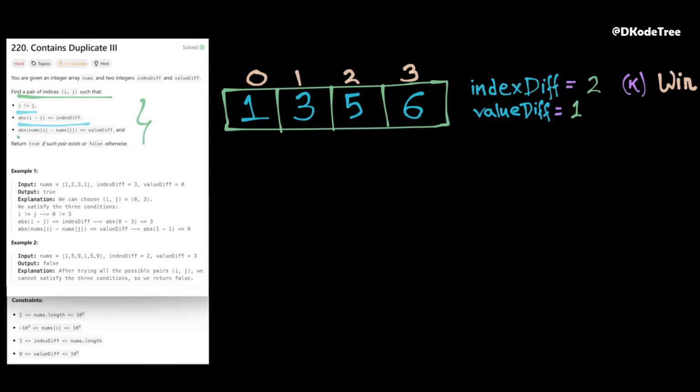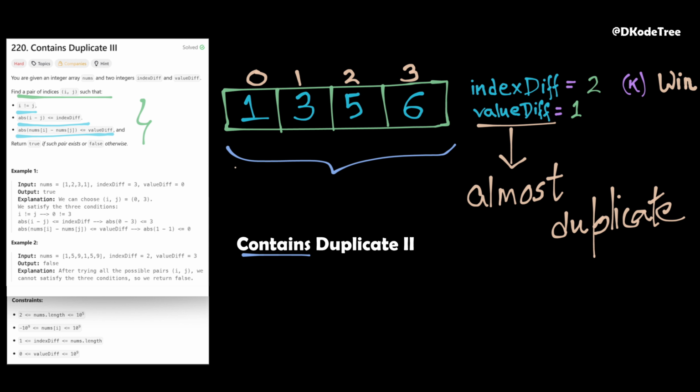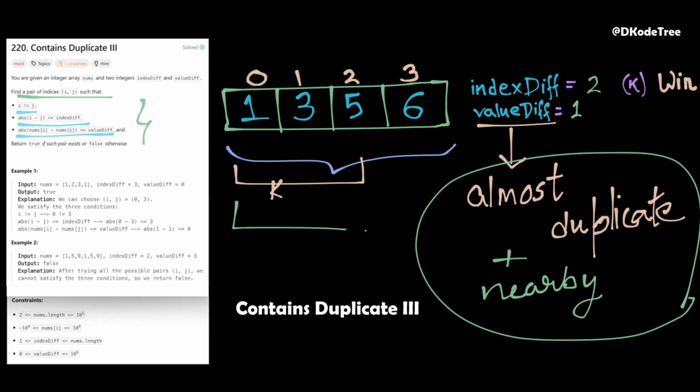Now the third point is the absolute value of nums[i] minus nums[j] must be less than or equal to the value difference. So what does value diff mean? Value diff defines what we actually consider as duplicate, or more precisely an almost duplicate in this question. If you remember, in Contains Duplicate 1, we were looking at exact duplicates in the entire array. In Contains Duplicate 2, we looked at nearby duplicates within a window of size k. But here in Contains Duplicate 3, we are looking for almost nearby duplicates within a window of size k.